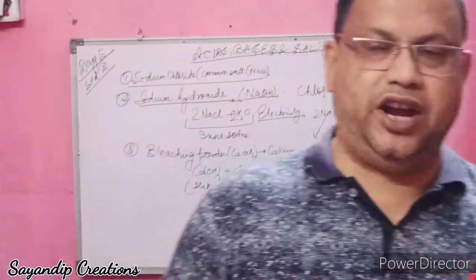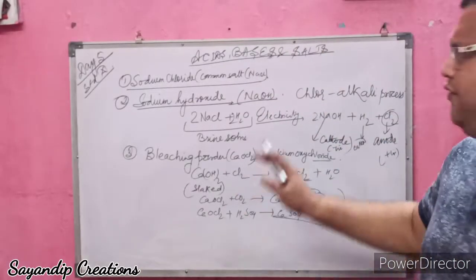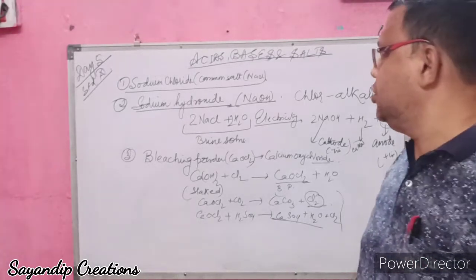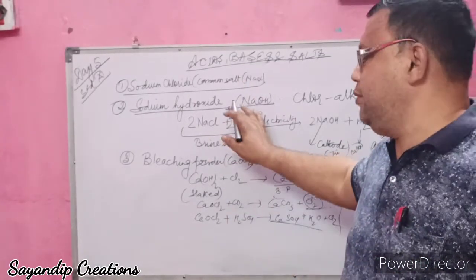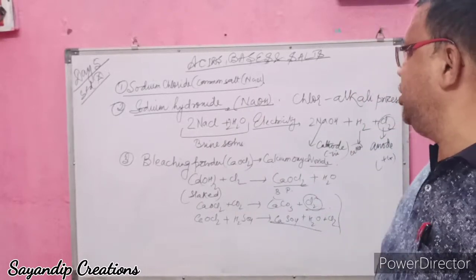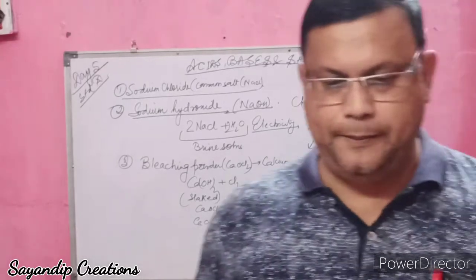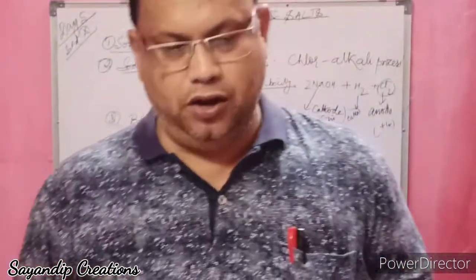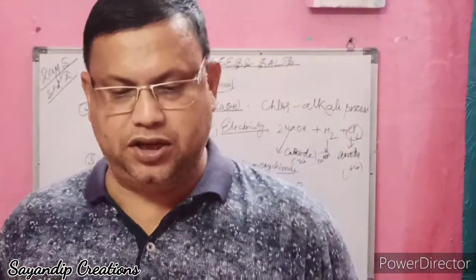Please students, write all these reactions in your copy. These are very essential topics. So first we learnt about sodium chloride, then caustic soda, that is sodium hydroxide, and now we learnt about bleaching powder. It is used for bleaching of cotton, linen, also in industries. It is used for making chloroform and as a disinfectant.